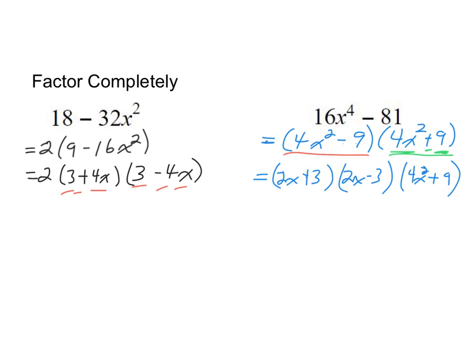So you should have those 3 brackets, and you know you are all finished when everything is multiplied and there's no more common factors and no more factoring that you can do within each bracket. These are the basics of factoring difference of squares.